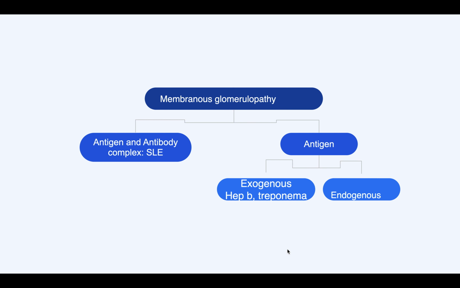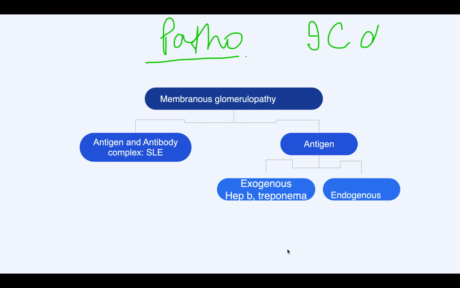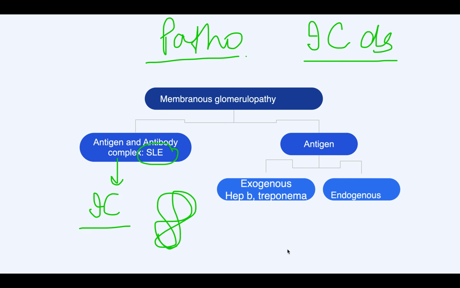Now going to the pathogenesis. It is a type of immune complex disease. This immune complex disease can be like in SLE. What happens in SLE is that in the body itself there are antigen-antibody complexes forming immune complexes. This immune complex goes and deposits itself in the glomerulus. So this is one way because of which there is membranous glomerulopathy.